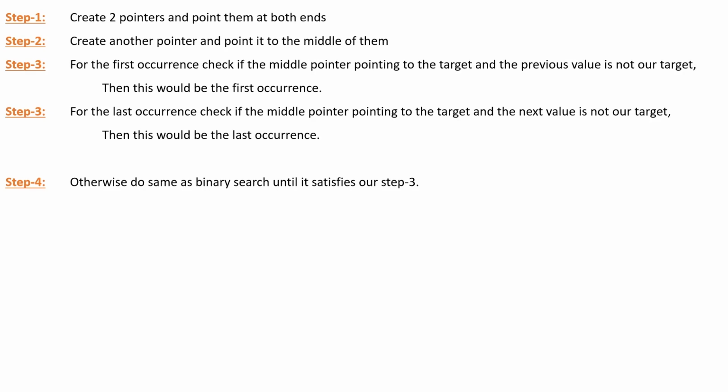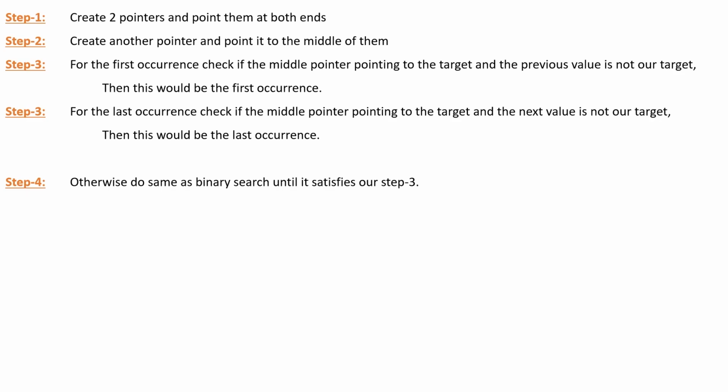So there are total 4 steps that we have to follow. Step 1, create 2 pointers and point them at both ends. Step 2, create another pointer and point it to the middle of them. So for checking the first index, our step 3 will be if the middle pointer is pointing to the target and the previous value is not our target, then this index would be our first occurred index.